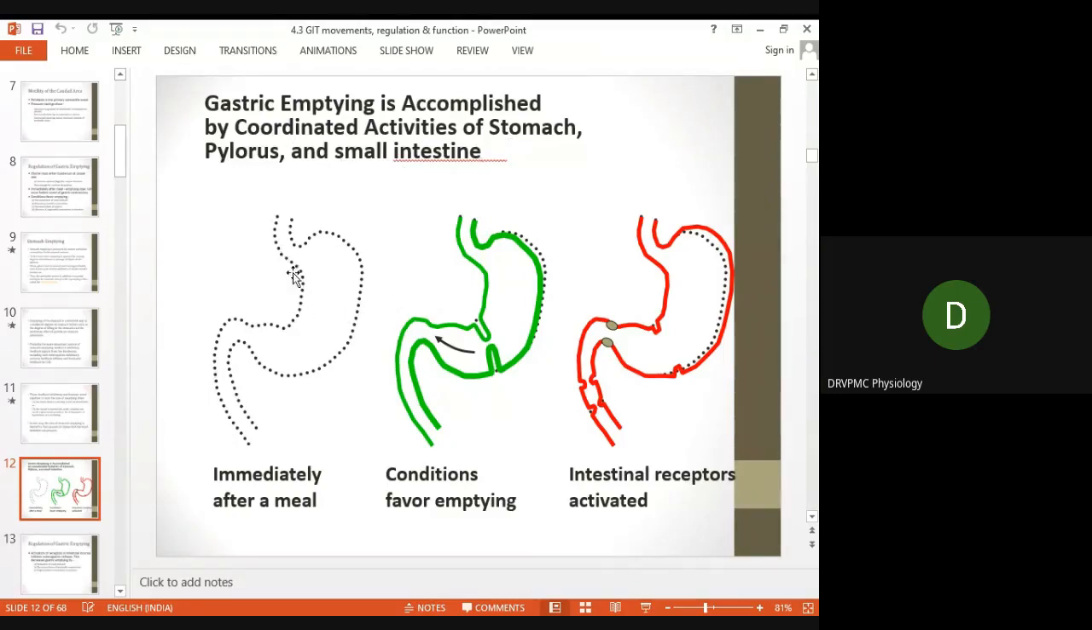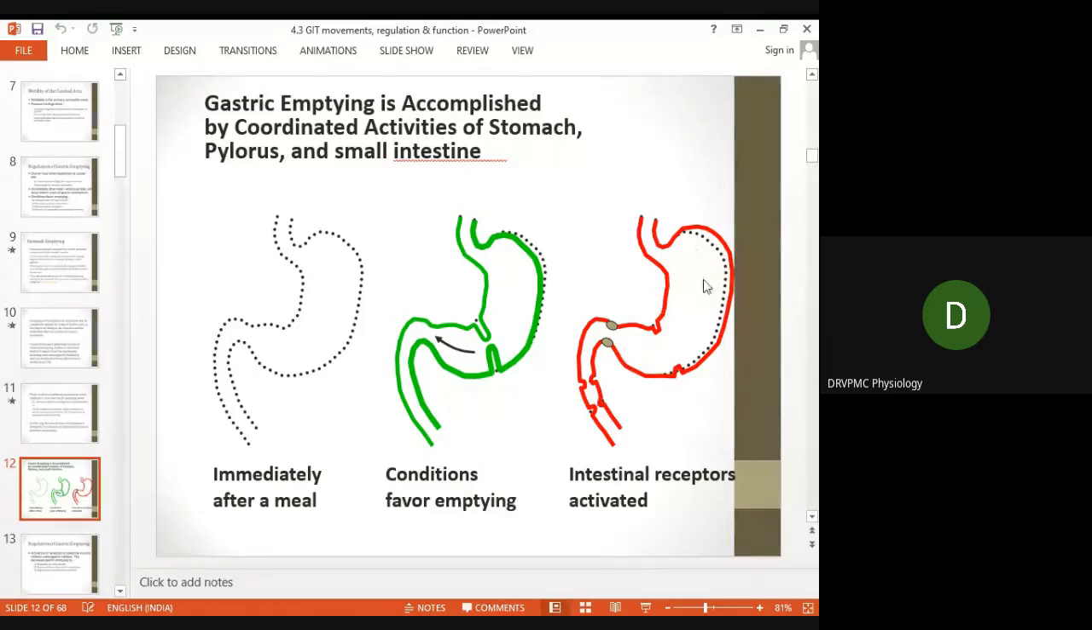So you can see this is how the stomach looks after the meal. Okay, immediately after the meal. This is how it is. Then what are the conditions which will favor emptying? There are contractions going on here and the sphincter opening. Okay, this is the orad part which is contracting, and this is the caudad part which is relaxing. The pylorus is opening. Then the food which is mixed here because of these contractions will pass through the pylorus into the duodenum. Okay, when the pyloric sphincter is open. And what happens when the intestinal receptors are activated?